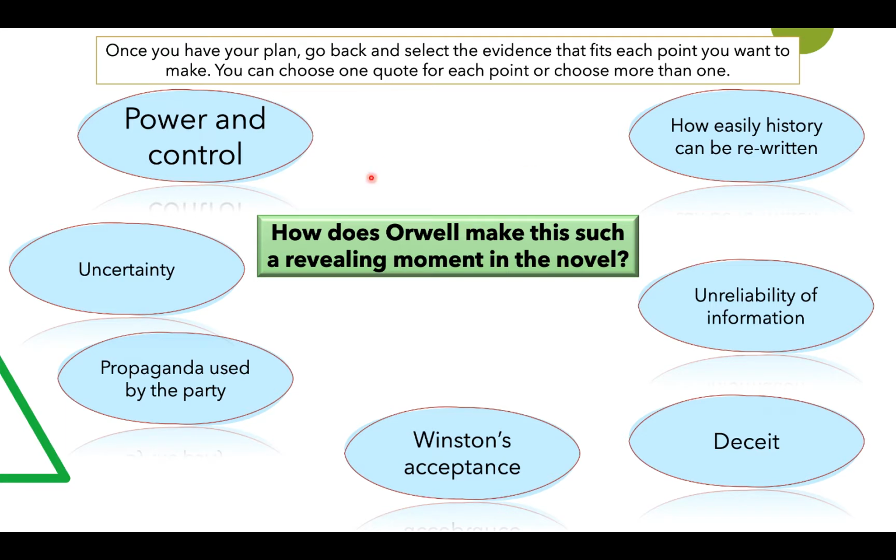So some of the points that I could make in this extract: what's revealed to us is the power and control of Big Brother. What is revealed to us is how easily history can be rewritten. And if you notice, I'm using the keywords from the question here to rephrase my points. You can use the keyword again and again. You can use synonyms for the keyword just so you don't find yourself repeating yourself, but do always make sure that what you're saying is relevant.